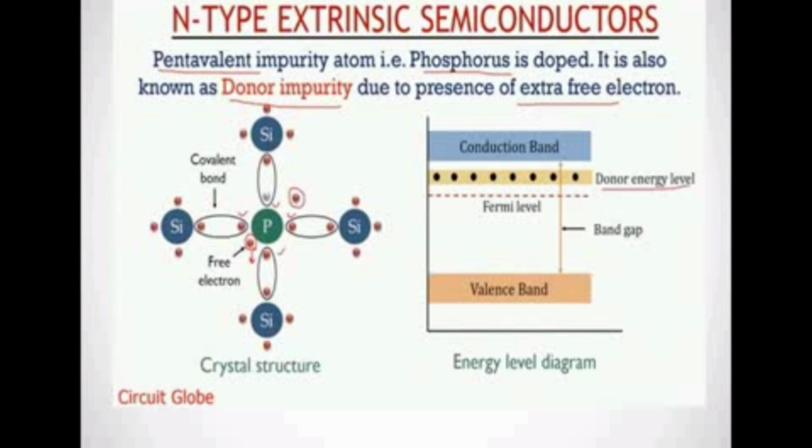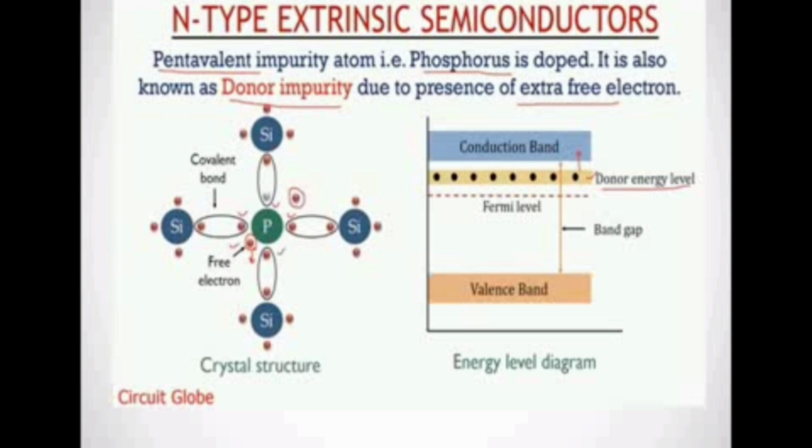So what will happen? The donor energy level. See here, the band gap is very large, but now we have the 2 energy levels. So the donor energy level increases near to the conduction band. The Fermi level, the red color line, increases very close to the conduction band because we have a large number of charge carriers. So when charge carriers increase, the donor level also increases. That is the donor energy level. It's very close to the conduction band.